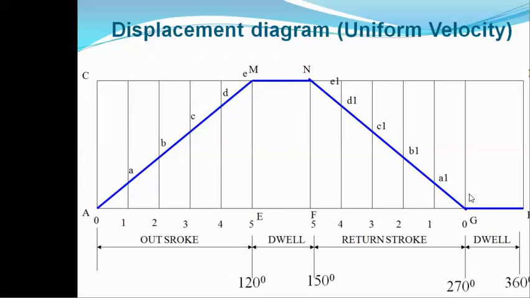And similarly, here also in the return stroke, draw N and G, which will intersect at various points of the vertical lines. One will intersect at A1 and B dash, C dash, D dash, etc. So by joining these points, you are going to get your displacement diagram for uniform velocity.